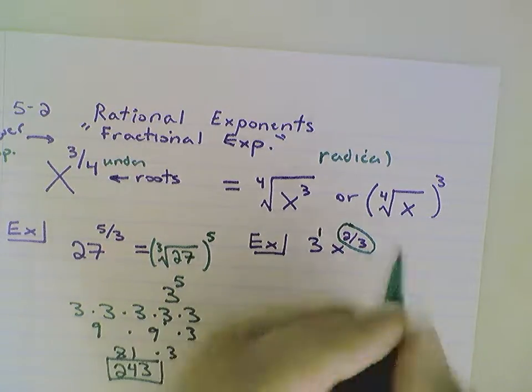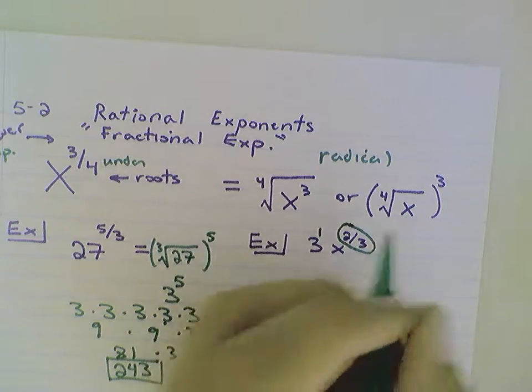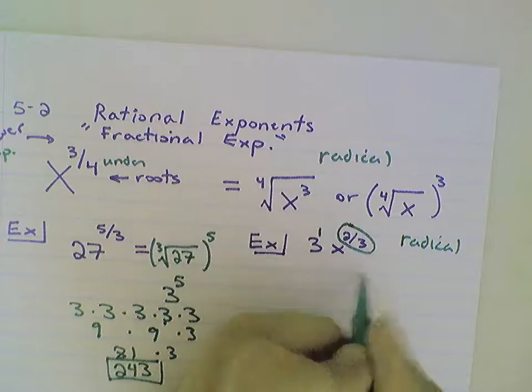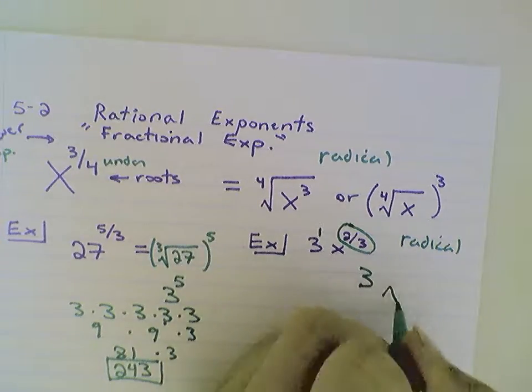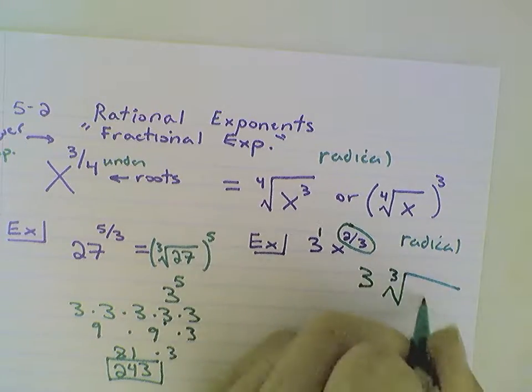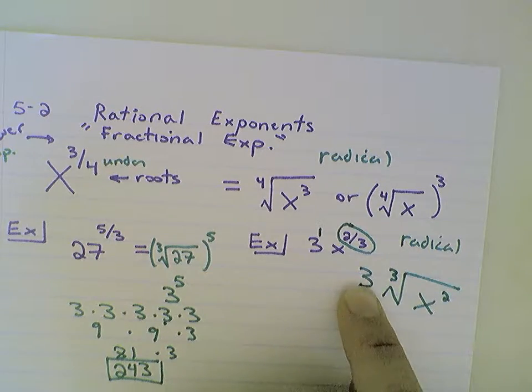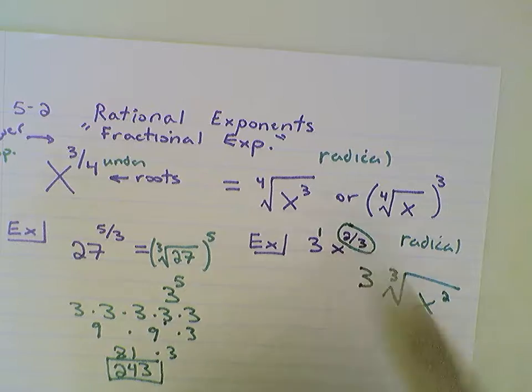So when I switch this to radical form, it's going to be 3 times the 3rd root of x taken to the 2nd power. Notice that the 3 stays on the outside because it did not have the rational exponent on it.